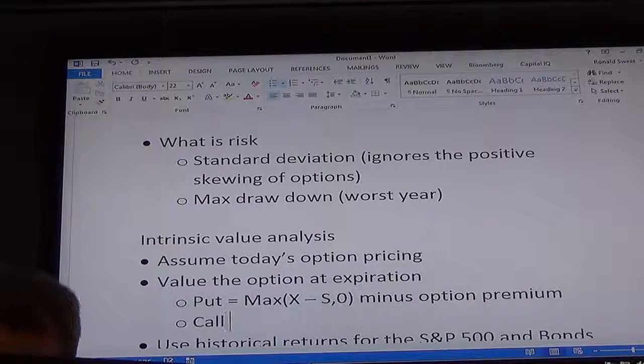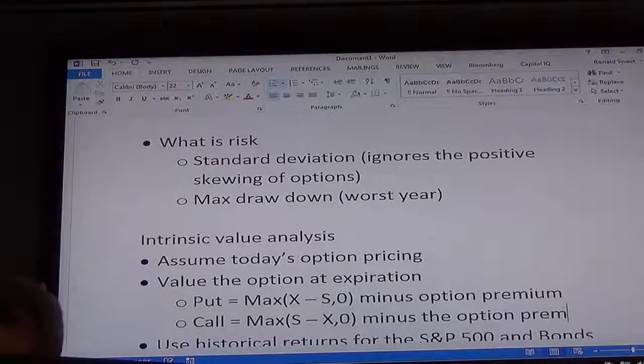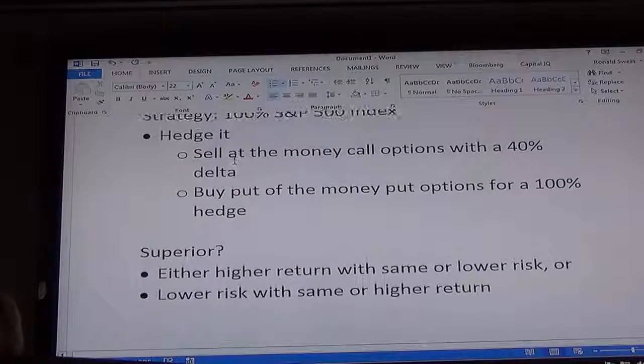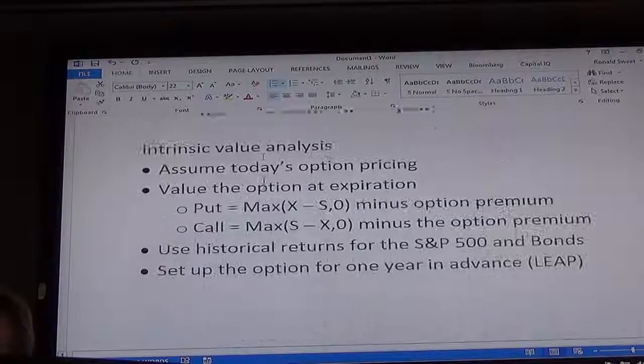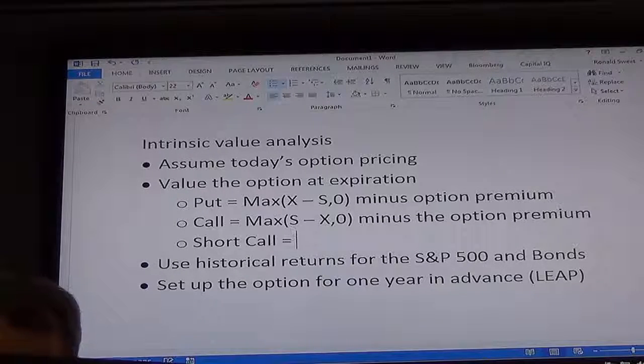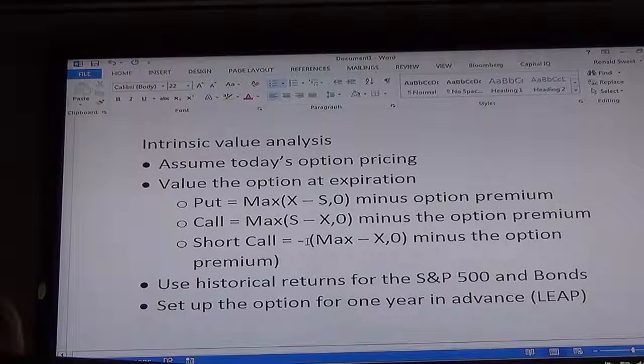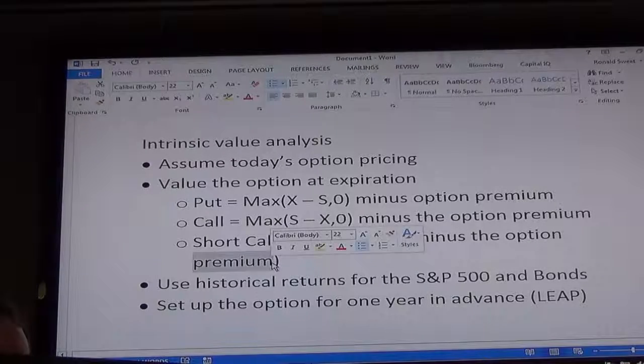What about a call? Real simple, you just flip them, right? It's the max of the stock price minus the strike, and 0, minus the option premium. But we're not buying calls. What are we doing with the calls? I'm going to sell the calls. So with the short call, it's going to be minus the max of the stock price minus the strike, and 0, plus the option premium. Which means if the option expires worthless, we get to keep the option premium, so it's to our benefit.